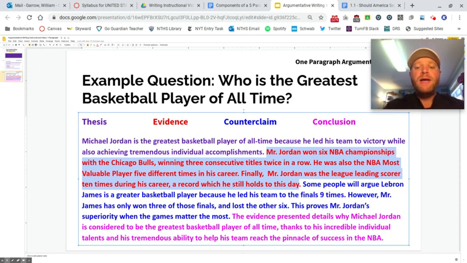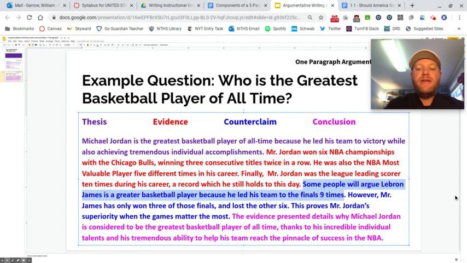Okay? So I've taken my thesis, I've explained what I'm going to prove, I've then used evidence to prove that thesis. Now I have to address the other side of the argument. Okay? That is what we call counterclaim. Some people will argue LeBron James is a greater basketball player because he led his team to the finals 9 times. All right? So what I've done here is I've addressed another side of the argument, which is that, well, LeBron went to more finals championships with his team, and thus he's a greater player.